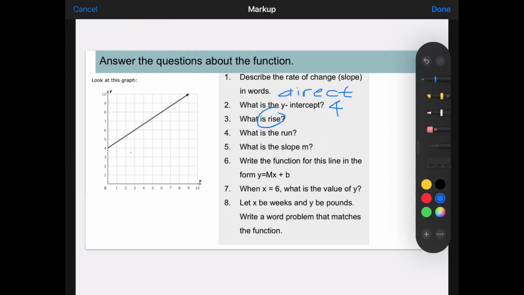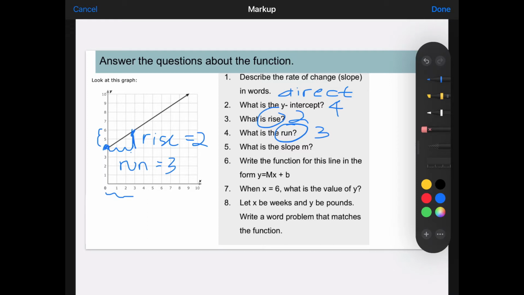The next question is, what is the rise? So we have to create our triangle using the corners on the graph. We find one at the intercept and one close by. Notice we're working in units of 1 on the x and y axis. So the rise is 2 boxes high, so our rise is 2. And our run is 3 boxes long, so our run is equal to 3.